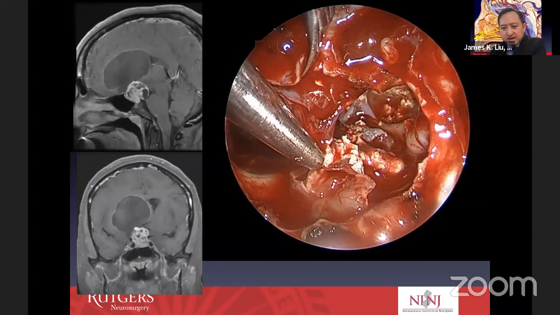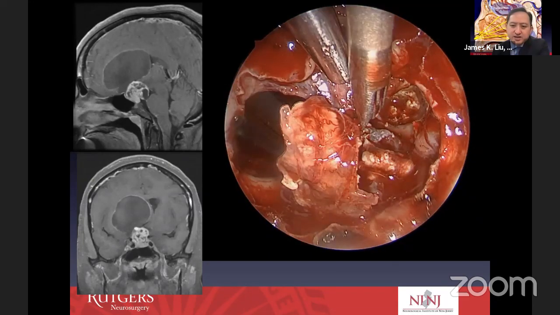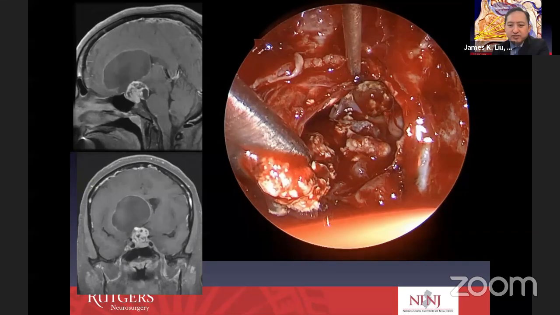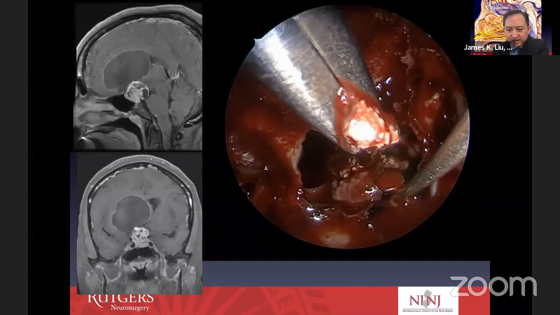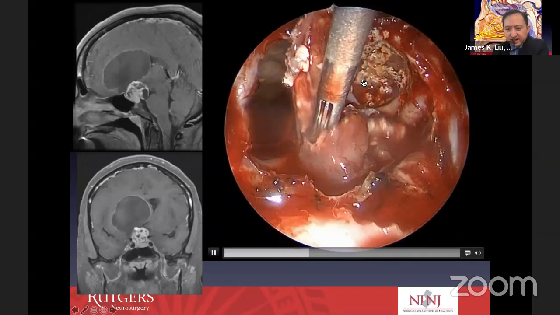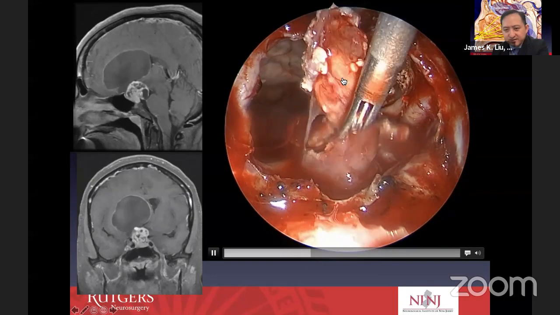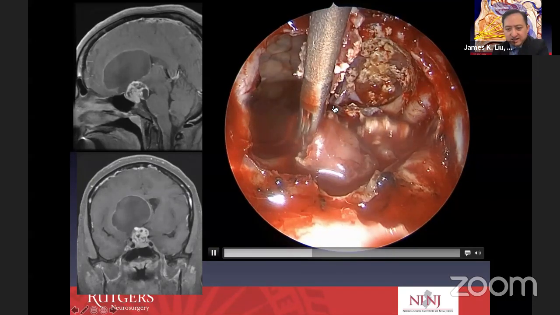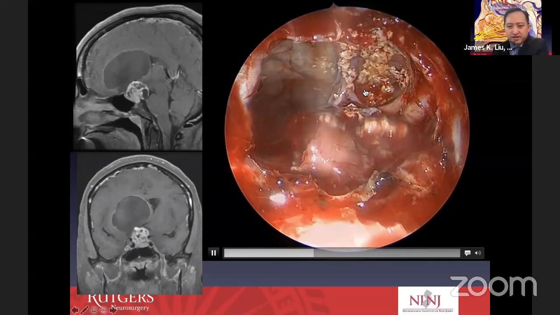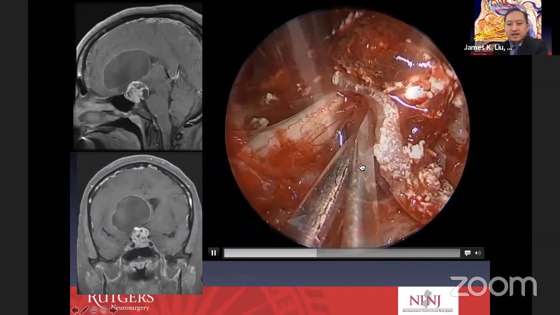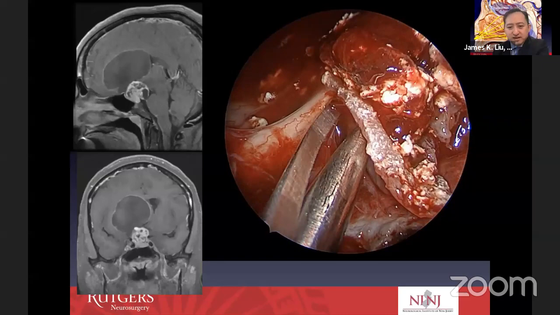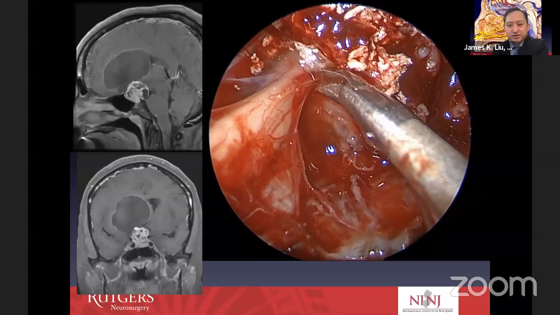But in this case, I determined that I was not able to get a complete removal of the tumor, namely because if you look at the ACOM complex here, it is completely encased and invaded by this tumor cyst wall. And it's like peeling off wallpaper here. And this is where you can cause a neurovascular injury. So I've already determined I can't get a complete removal, but I can try to get a near total removal.